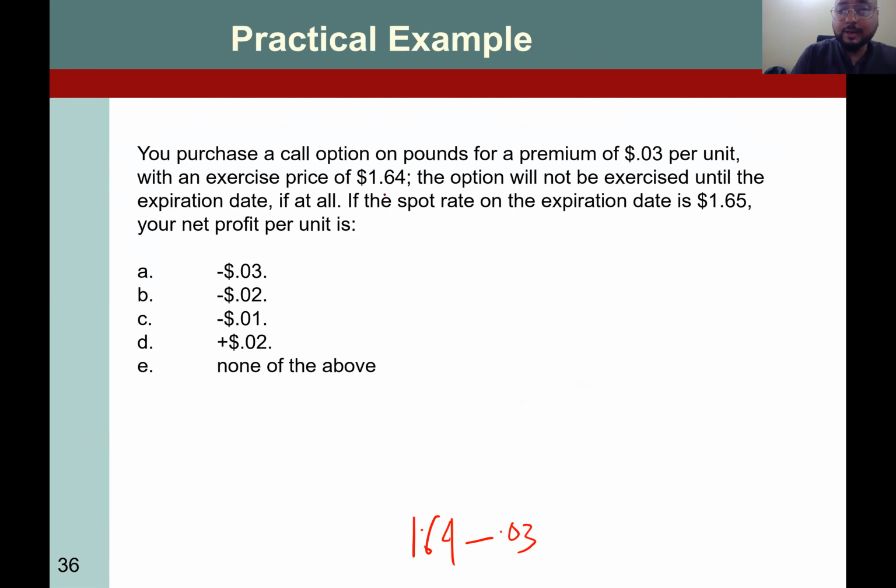So this is your exercise price. You will buy from the seller at 1.64, and in the spot market the price is 1.65. So this is your cost, 1.64, and you will also pay the premium 0.03. In the market, the spot price is 1.65. So what is your loss?